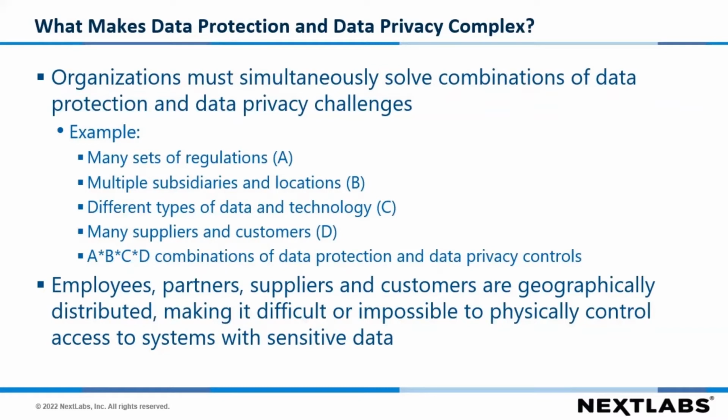So if you consider these like A, B, C, and D, it's exponential in terms of the number of combinations of multiple types of regulations and multiple subsidiaries and multiple types of data and multiple suppliers and customers. And so all of these combine together to mean there's a lot of different combinations that all need to be addressed. And then finally, especially within the last few years, employees, partners, suppliers are more geographically distributed, and a lot of people are working remotely. And so depending on where they're working, that also impacts what needs to be done to protect data.